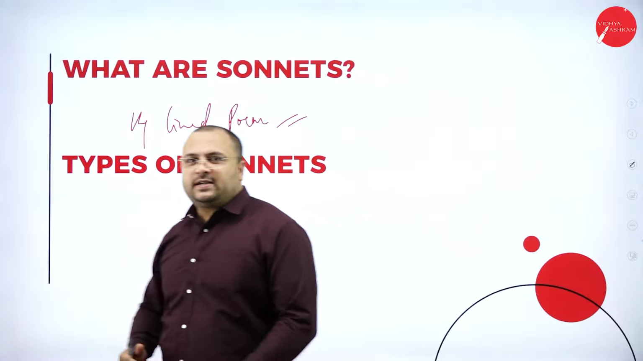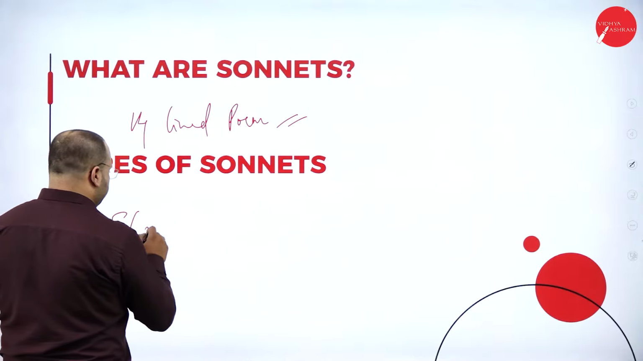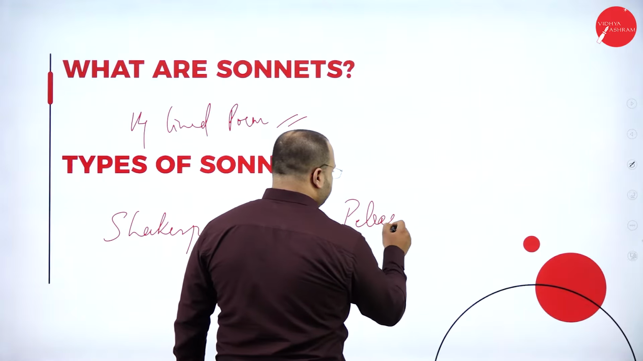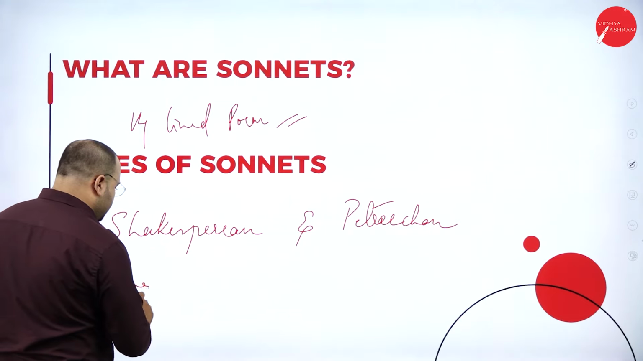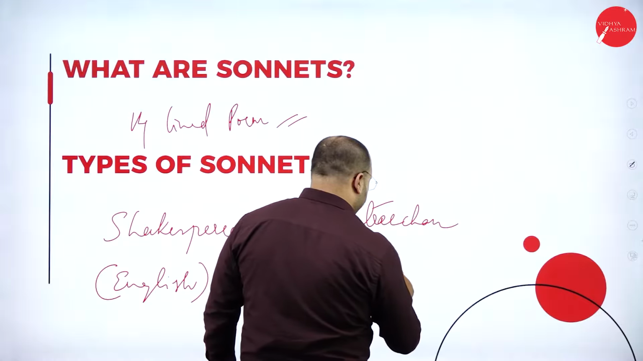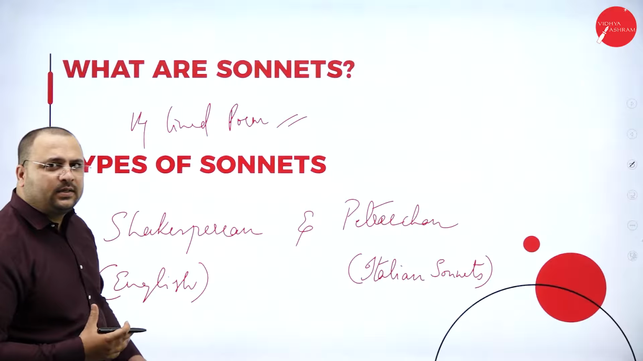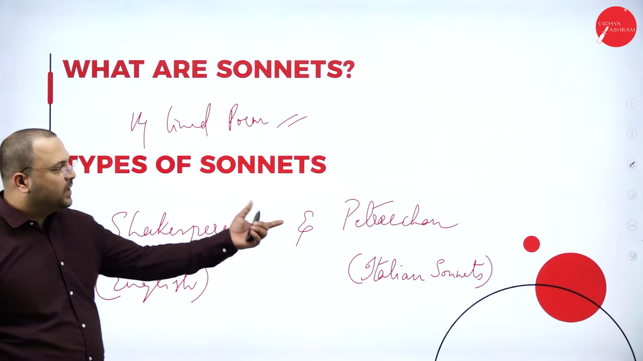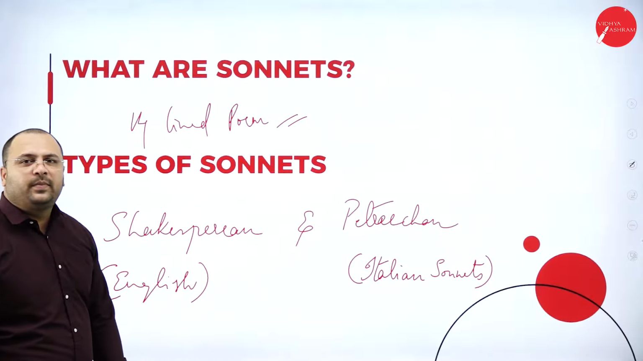So types of sonnets. Sonnets can be broadly classified into two major types. So they are Shakespearean and Petrarchan. So Shakespearean sonnets are also called English sonnets. And Petrarchan sonnets, they are called Italian sonnets. So these are the major classification in sonnets. What are sonnets? 14-lined poems. And types of sonnets, Shakespearean and Petrarchan. Shakespearean sonnets are otherwise called English sonnets. Petrarchan sonnets are otherwise called Italian sonnets.